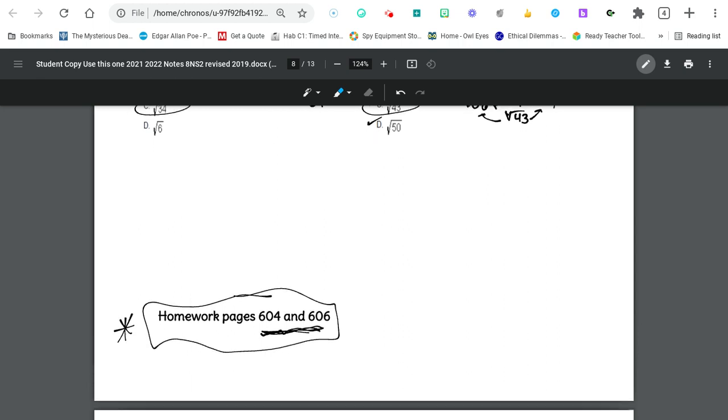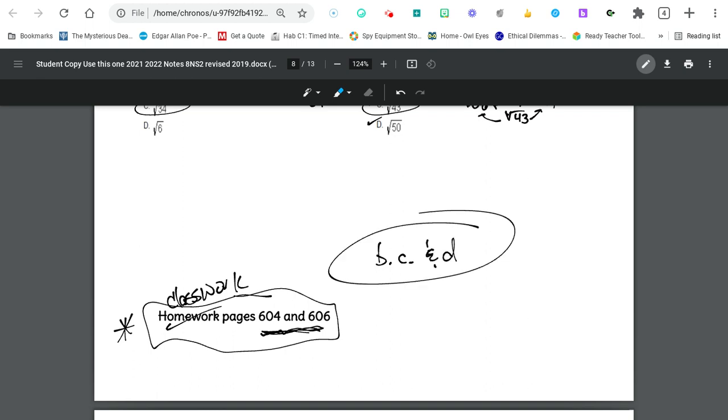And we'll also work on classwork tomorrow. So no homework. This will be classwork tomorrow. This is not your homework. Your homework is B, C, and D. I don't want to say no homework because you got 3 problems.